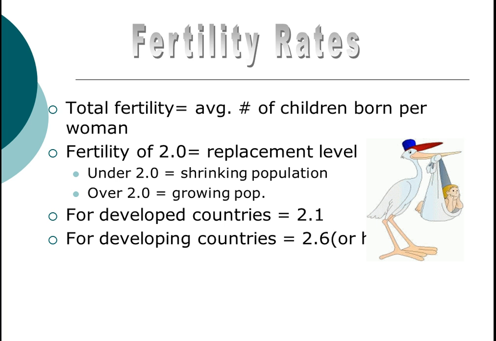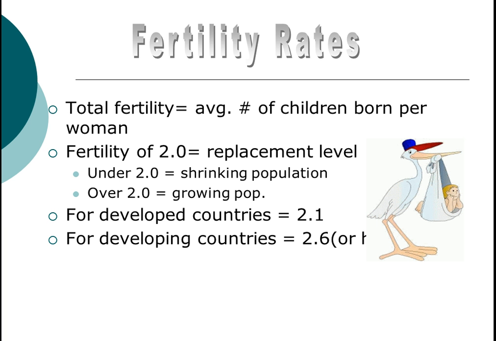A fertility rate of 2.0 would be the replacement level fertility. Under 2, you would have a shrinking population, and over 2, you would have a growing population. Now, I say it would be because that's if every single child survived to reproduce, but that's not what we see. For developed countries, because there's a little bit of death before adolescence and puberty, definitely before reproduction, we need to have about 2.1 children for replacement level.